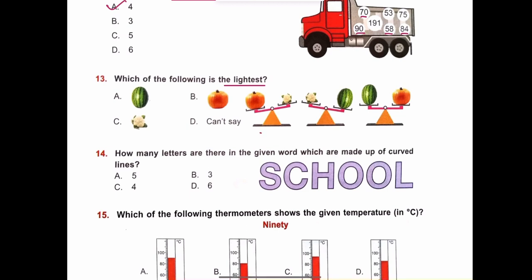This is the given scale, and we have to find out the lightest. The pumpkin and watermelon are equal in weight. Next, the watermelon is heavier compared to the cauliflower. And here the pumpkin is heavier compared to the cauliflower. It means the lightest is the cauliflower.